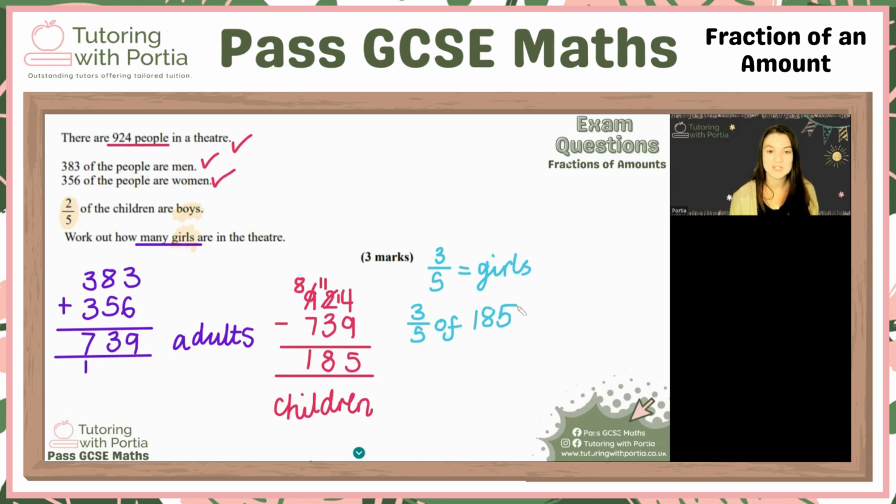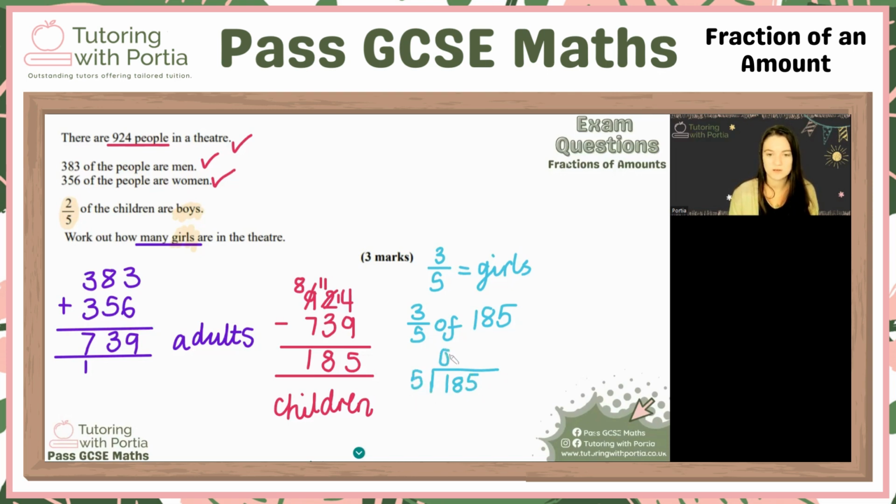So we're now going to calculate 3/5 of the total amount of children, 185. And to do that part, we use the little rhyme, divide by the denominator, times by the top. I always use that with my students. So divide by the denominator, that's the 2 D's, and times by the top with the 2 T's. It's a nice way of remembering it. So 185 divided by 5, first of all.